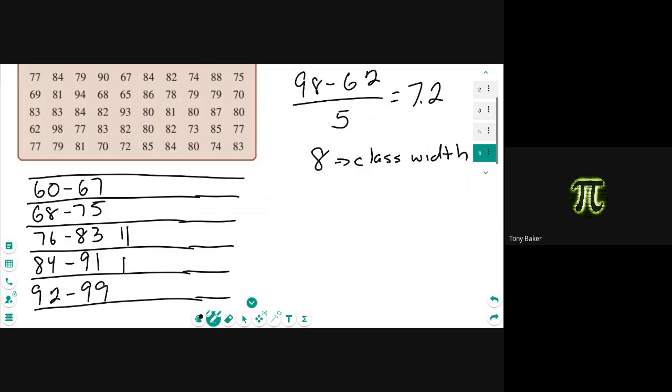And no, I don't have the answer yet because the book did it with 10s and I'm making you do it with 8s. So I'm literally doing it at the same time as you are.